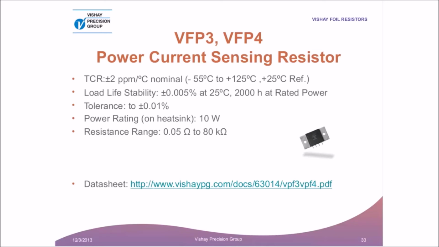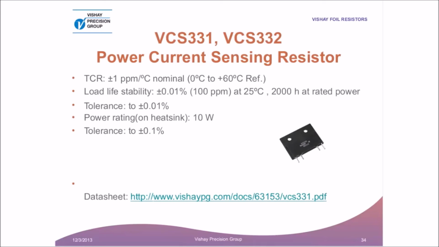Next page. Here we see our VCS 331 and 332 power current sensing resistors. These are 10 watt resistors, available in the resistance range 0.25 to 500 ohms, but in this case with a very tight TC of 1 ppm per degree C nominal, with extremely good load life stability of only 100 ppm. Yes, the 331 and 332 are just another higher power foil unit with an even higher degree of precision than the P3 and P4. Next page.